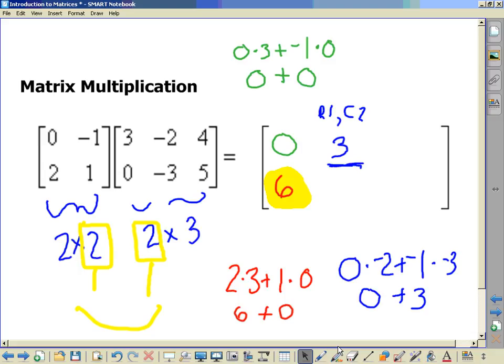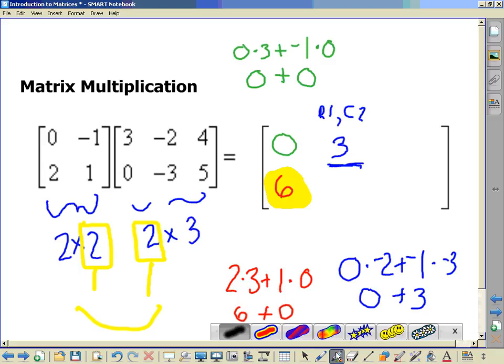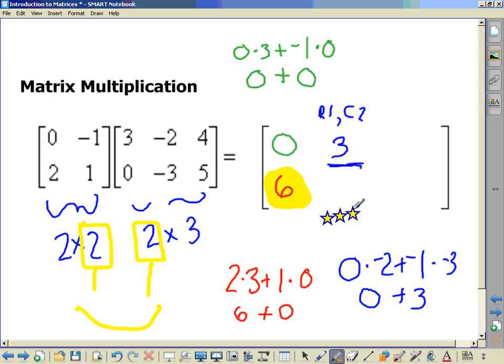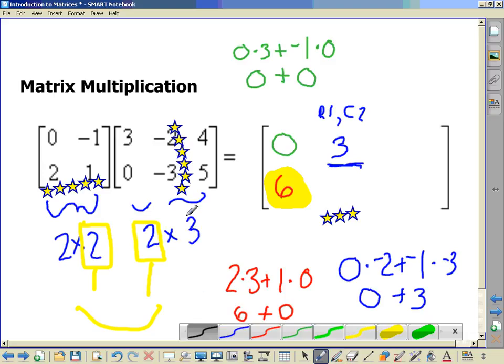And let's go ahead and do row 2, column 2. Row 2, column 2. That'll be right above the stars there. Row 2, column 2 will come from row 2 and column 2. We need to do 2 times -2.